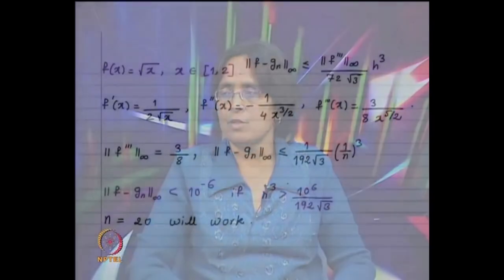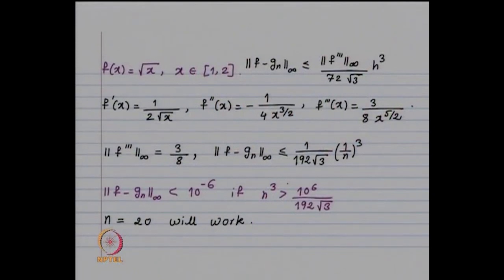And when you do a bit of computation, we had calculated up to f double dash. Now, we have to calculate f triple dash. So, that is going to be 3 by 8 x raised to 5 by 2.